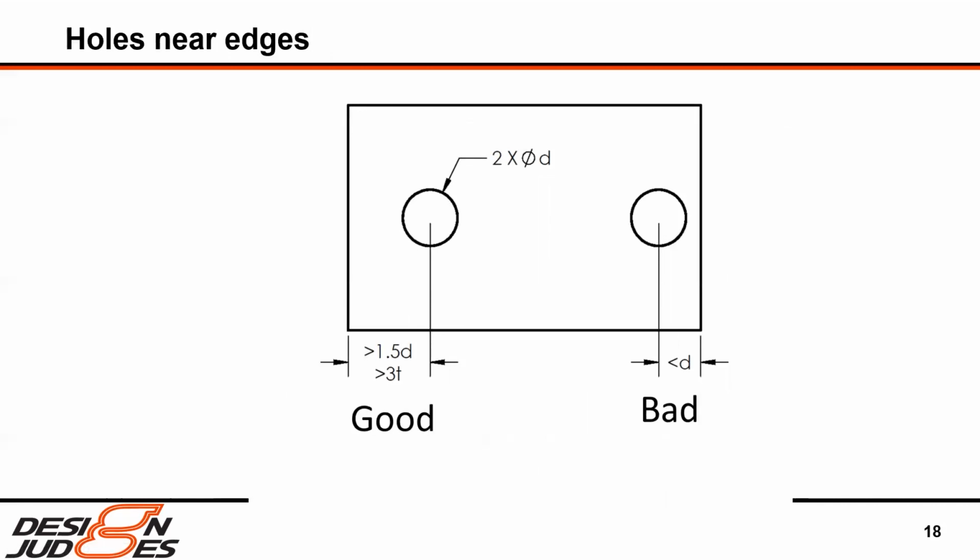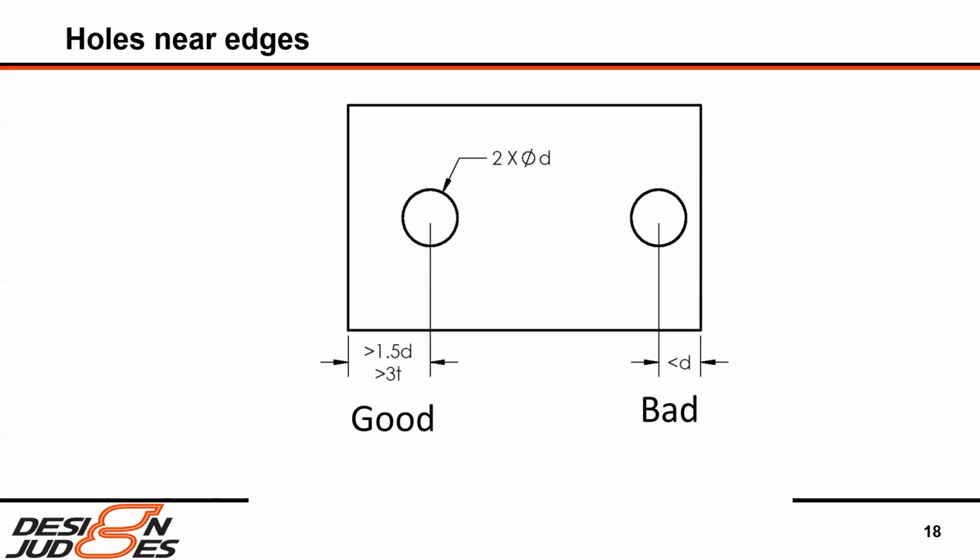Another common mistake is to not think about how close your hole should be to the edge of your material, because it can actually tear out the side. If I'm just quickly doing a design that's not critical, I'm typically using greater than 1.5 times the diameter from the edge, and greater than 3 times the thickness.